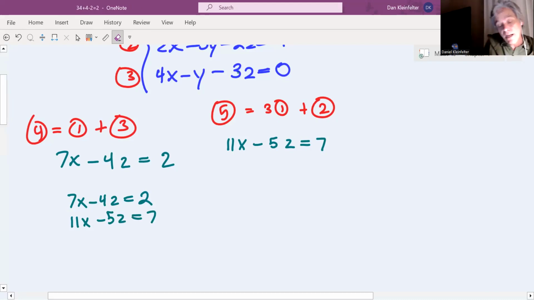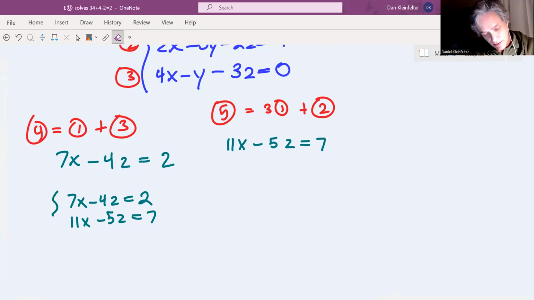All right, so we've eliminated y's. This gives us an equation just in x's and z's that we should be able to solve. So let's work on that.